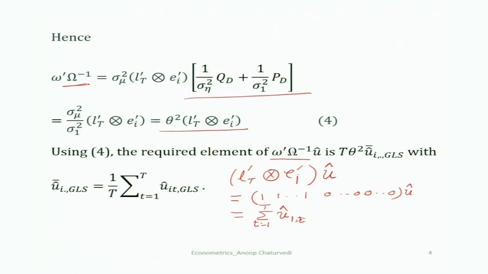So ultimately omega transpose capital omega inverse u hat is equal to T times theta square. We are multiplying by T and then we divide by T, so you get u hat I dot bar GLS. This is the mean of GLS residuals for the ith individual or ith cross-section unit. So this is the expression for u hat I dot GLS bar. Then using this value, we can easily obtain the predicted value of y I t plus s.